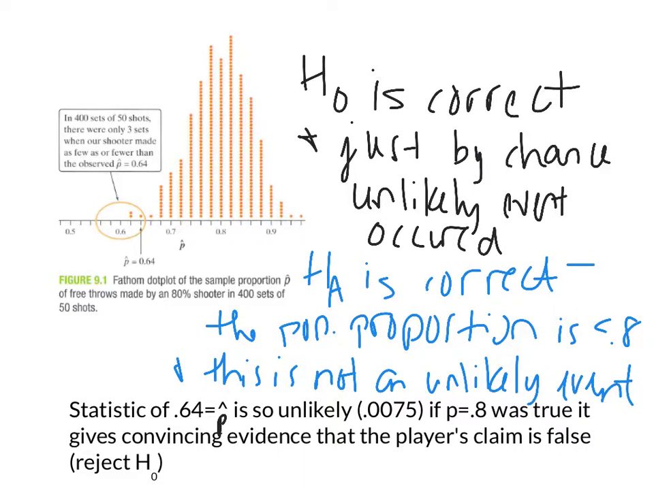The null hypothesis was correct, and that event occurred by chance, that he got this weirdo sample where he only made 64% of his free throws, or the alternative hypothesis is correct. The population proportion is less than 0.8, and this is not an unlikely event. And in our case, the probability is so low at 0.0075 that we would say this is not an unlikely event, that his claim is incorrect.